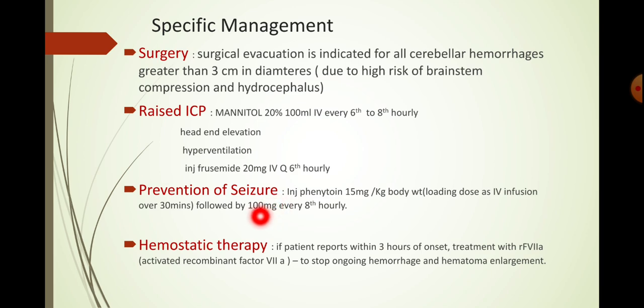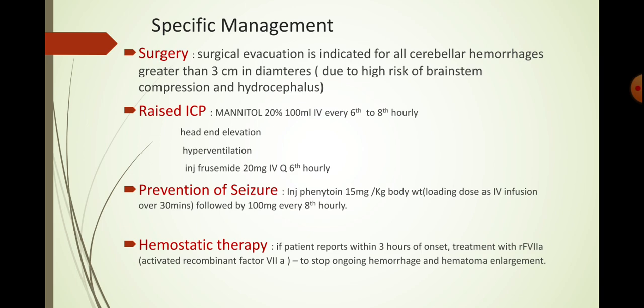Now, the patient can present with seizures provided it's a lobar hemorrhage. So how do you prevent seizures? Give any prophylactic anti-epileptic drug like phenytoin, sodium valproate. Now, hemostatic therapy is if the patient reports within 3 hours of onset of the stroke. Then you have to give the person activated recombinant factor 7A, and that is done to stop the ongoing hemorrhage and also to stop the hematoma enlargement.